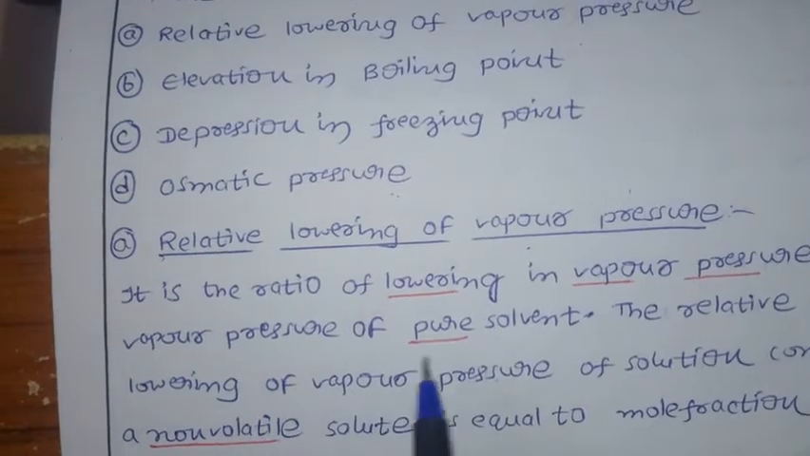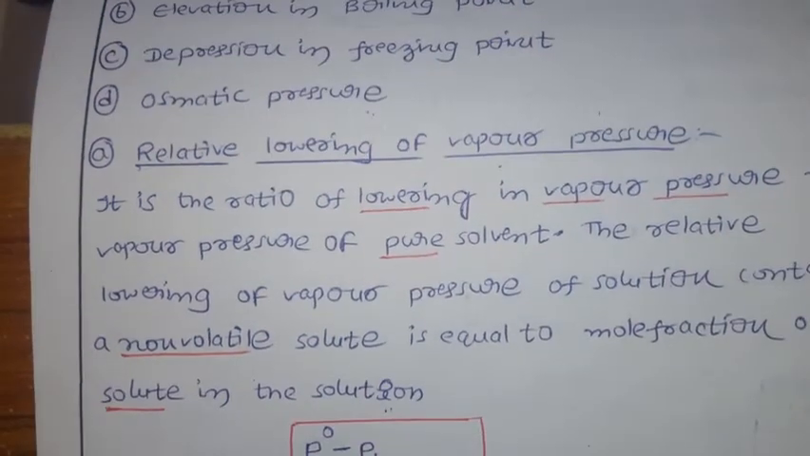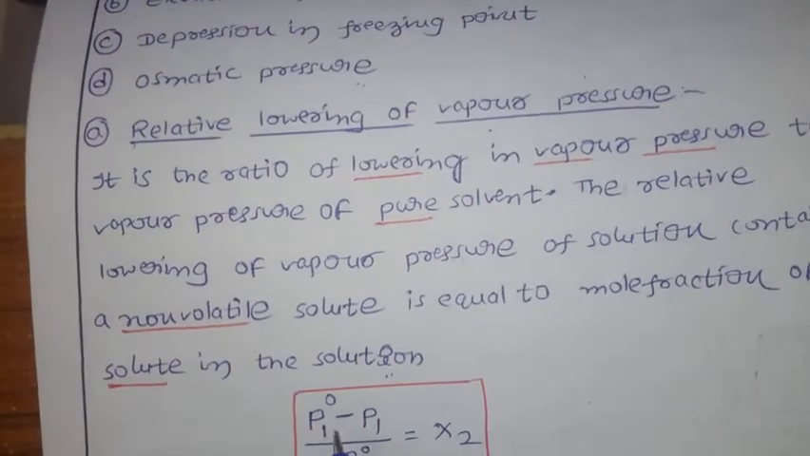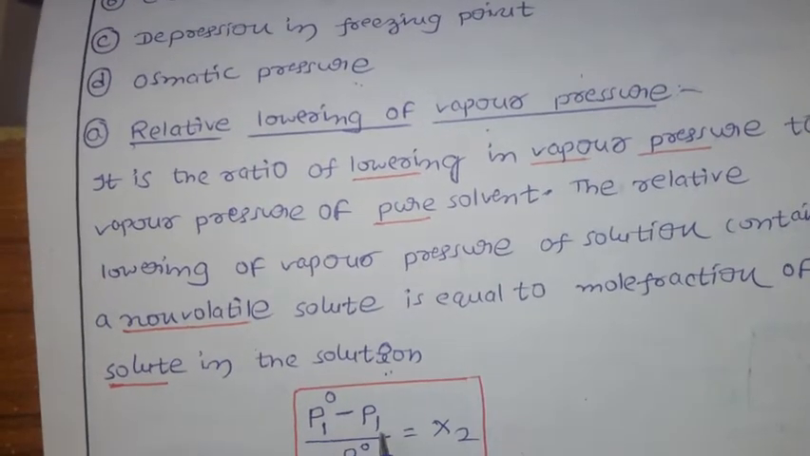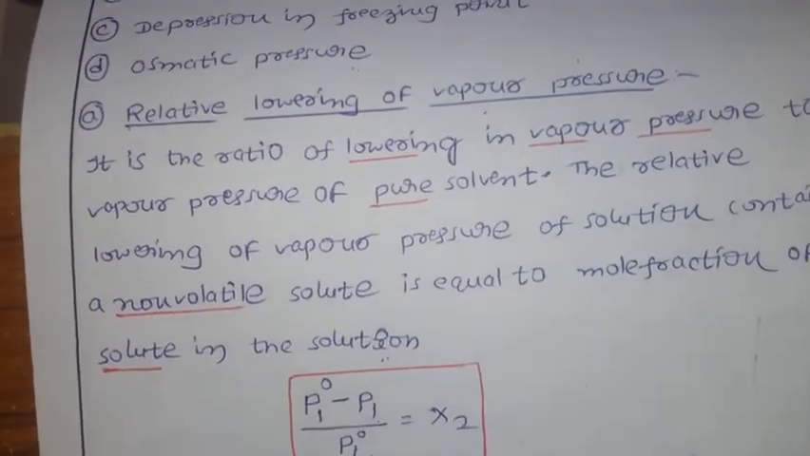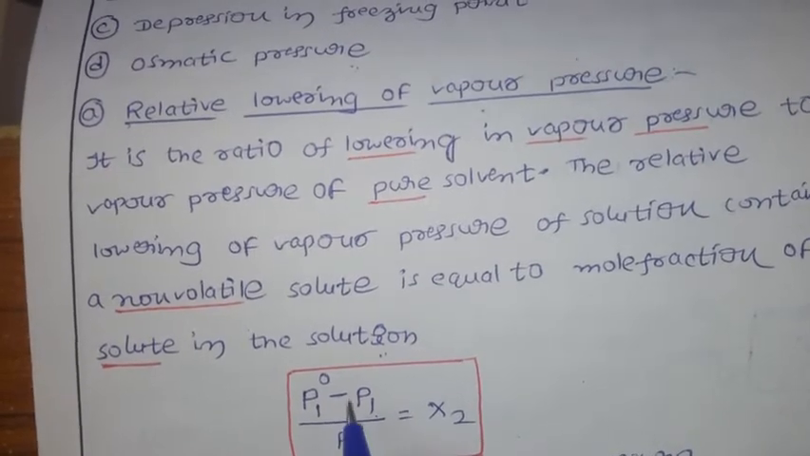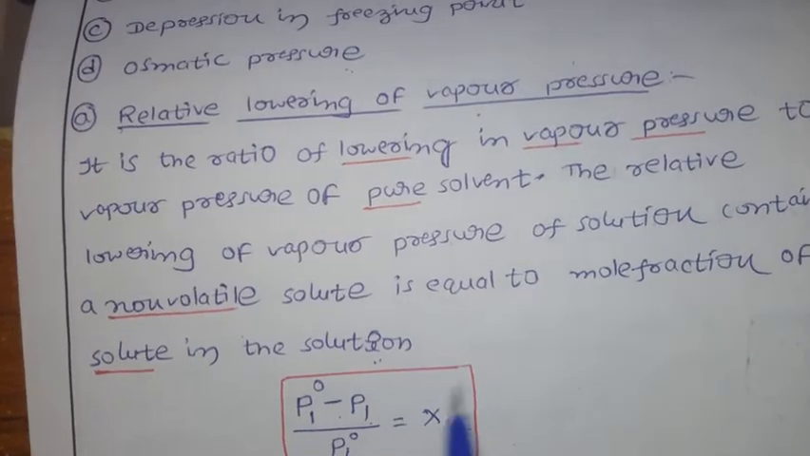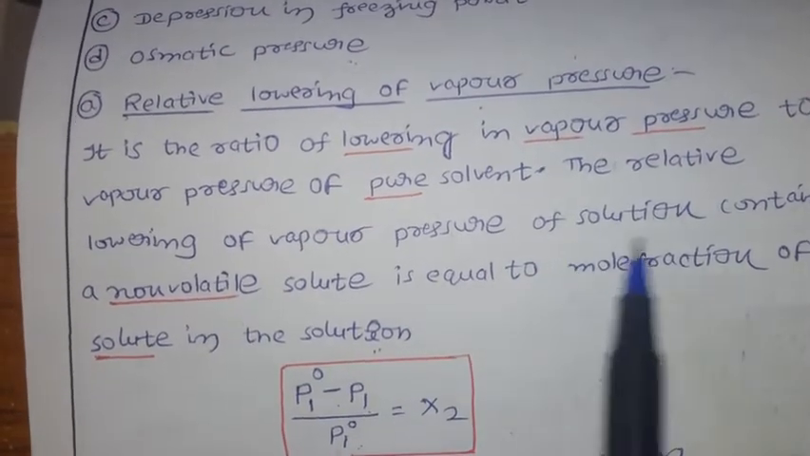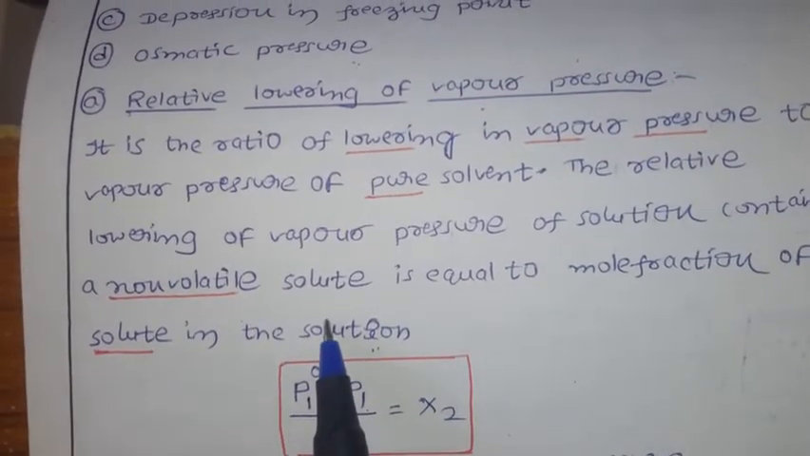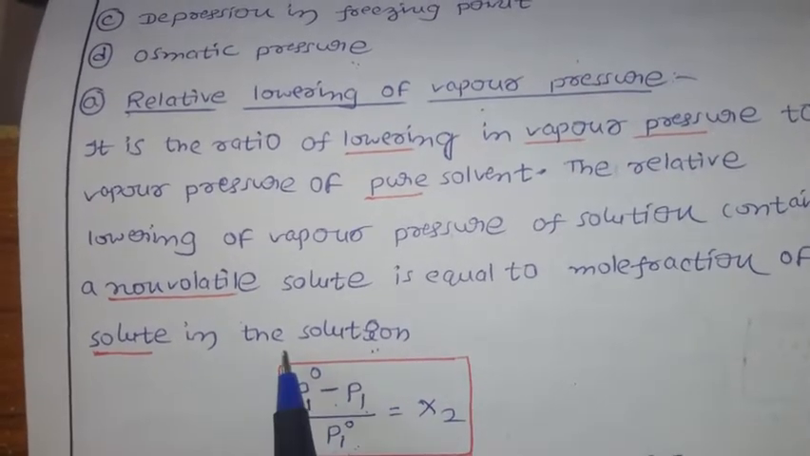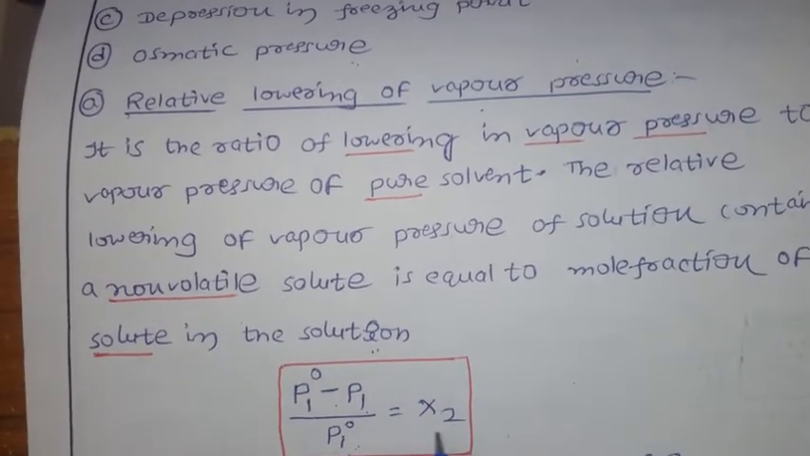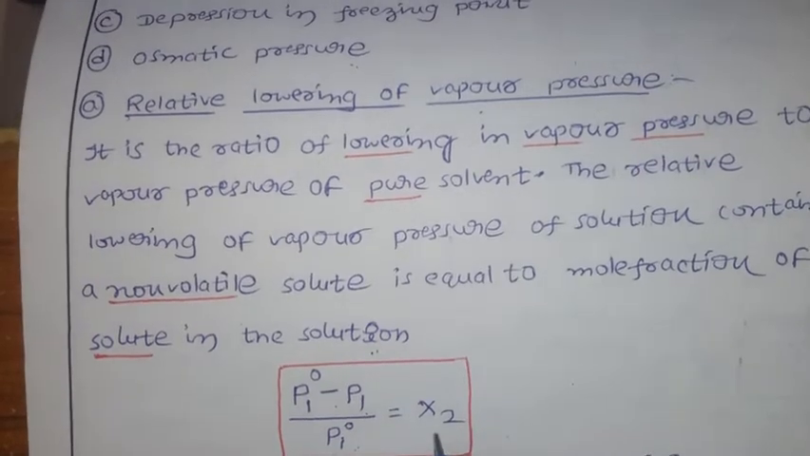Now let us see the definition here again. It is the ratio of lowering of vapor pressure to the vapor pressure of pure solvent. The relative lowering of vapor pressure of a solution containing a non-volatile solute is equal to the mole fraction of solute in the solution. Now that is equal to what? Mole fraction of solute, not the solvent.